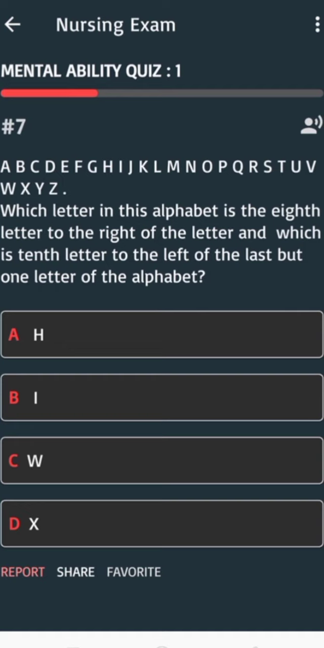A B C D E F G H I J K L M N O P Q R S T U V W X Y Z. Which letter in this alphabet is the 8th letter to the right of the 10th letter to the left of the last but one letter of the alphabet? H, B, I, C, W, D, X.